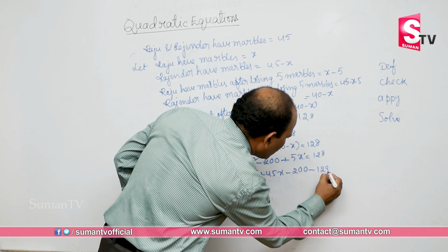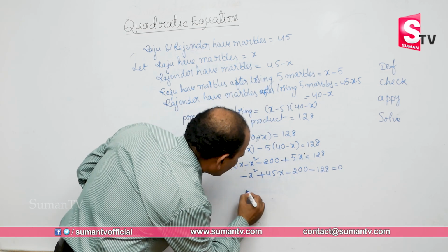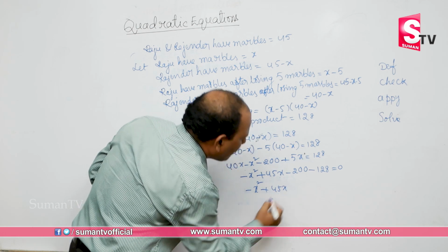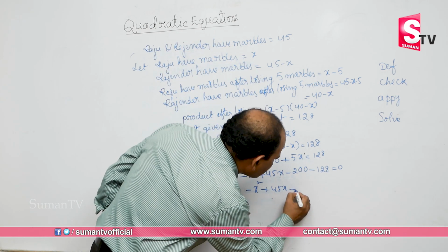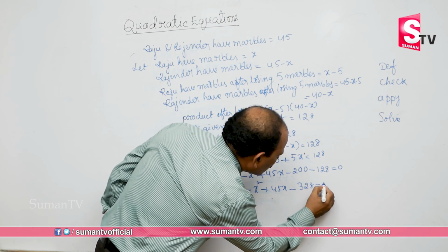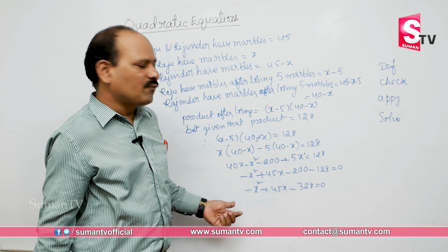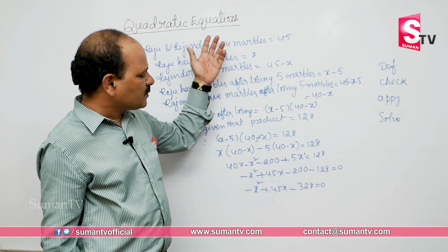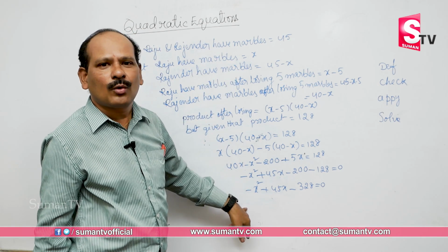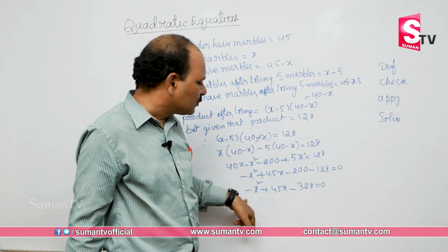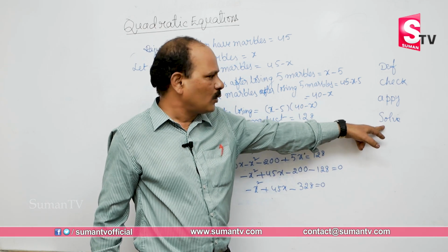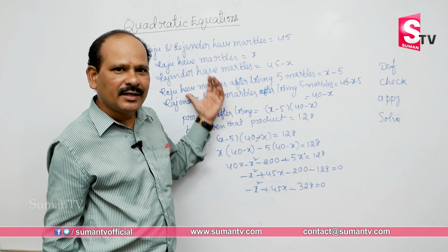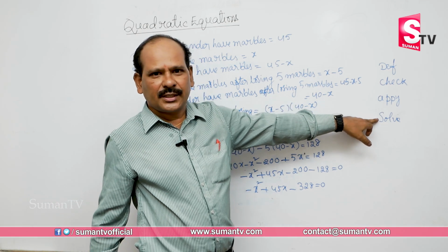Now it will become minus 128 is equal to 0. Minus x square plus 45x minus 200 minus 128, that is minus 328, is equal to 0. Now we got the quadratic equation form. Like this, problems can be simplified by using the quadratic equation. I will tell you how to solve this quadratic equation in the next topic. But now we learned how to frame the quadratic equation from the given information.